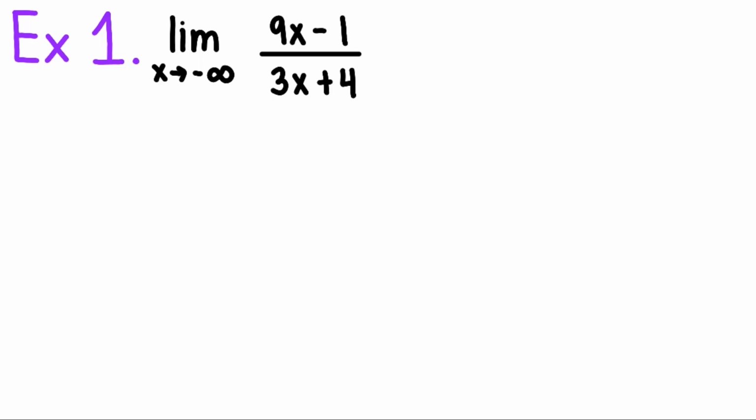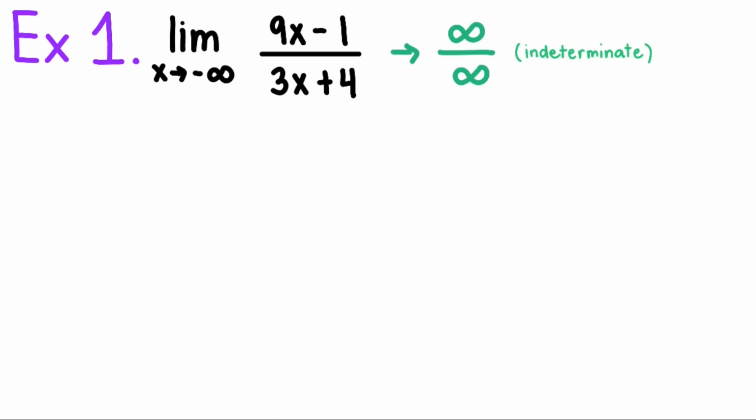So for our first example, we have the limit as x approaches negative infinity of 9x minus 1 over 3x plus 4. Before I solve this, feel free to pause the video so that you may try this one first on your own. Okay, good. So let's start. Observe that if we plug in negative infinity out here, the outcome would simplify to infinity over infinity, which we know to be an indeterminate, as mentioned a while ago.